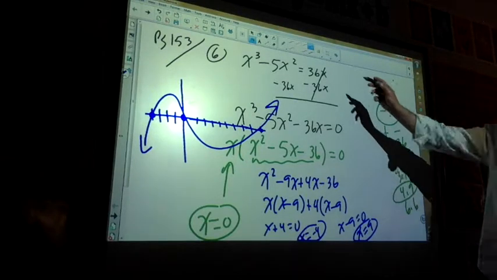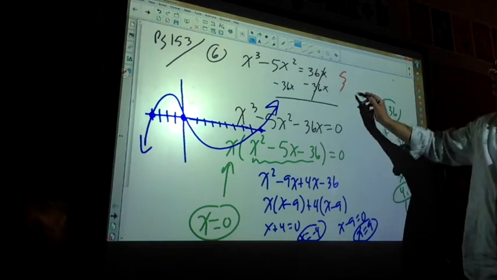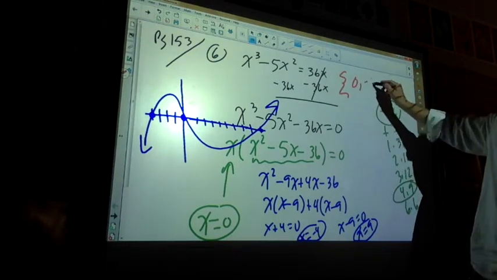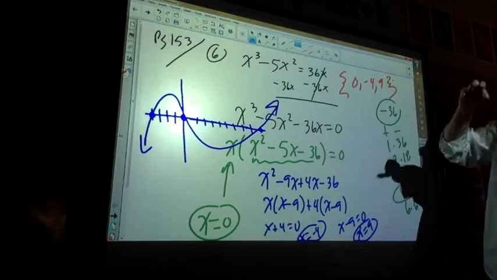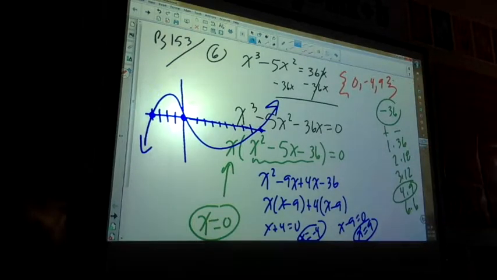One way I could write these answers would be like this. In this fancy bracket, 0, negative 4, and 9. The order doesn't really matter. So you could see the answers like that. That just means that that's the set of answers. It's not any points or anything like that. So 1 through 8, we're okay?